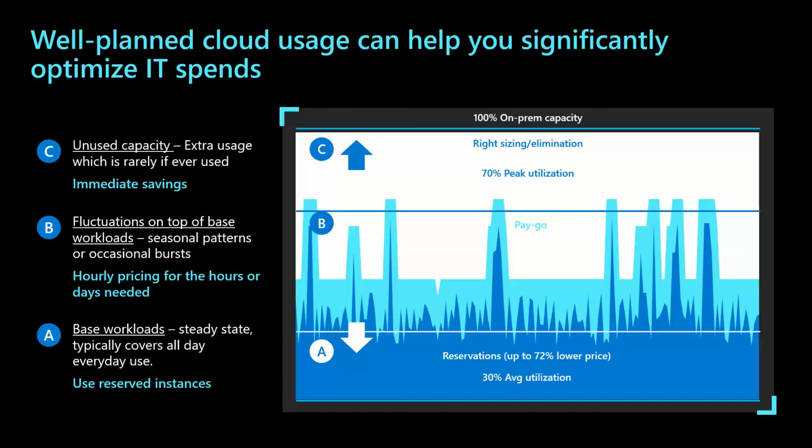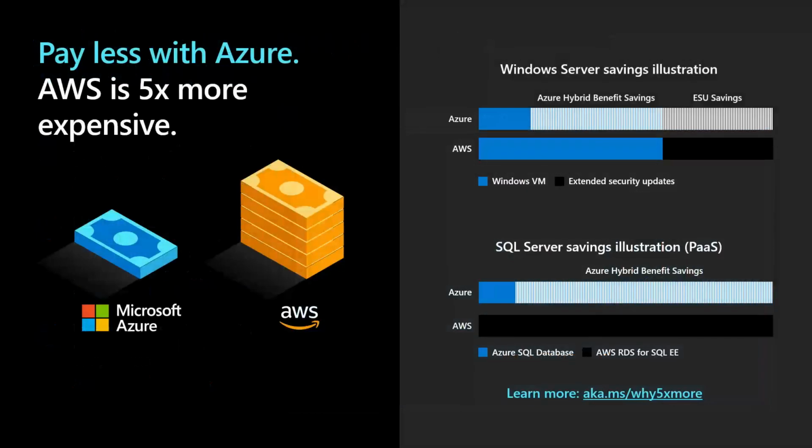So the idea of planning that out, of working with a partner that can help you connect all the dots, is a really important step in understanding how to save the most money. We mentioned on an earlier slide that you can pay less with Azure, and that Amazon Web Services is 5 times more expensive. Here they've got some budgets.